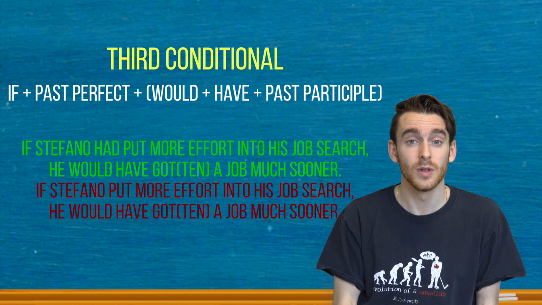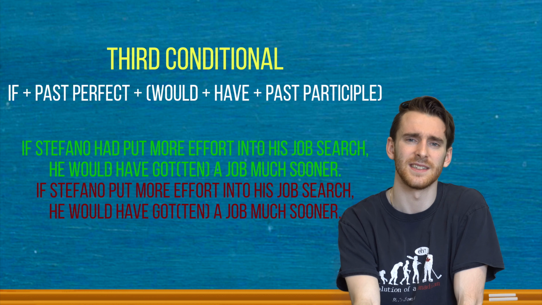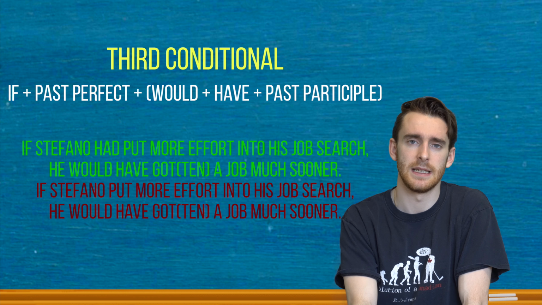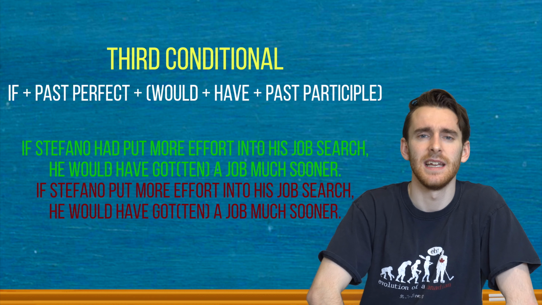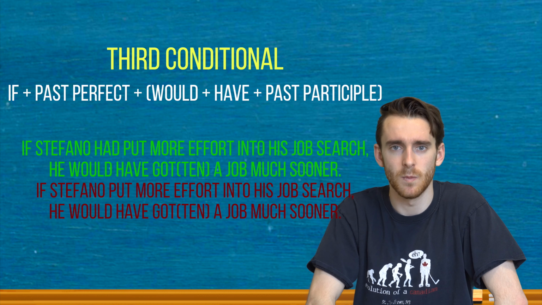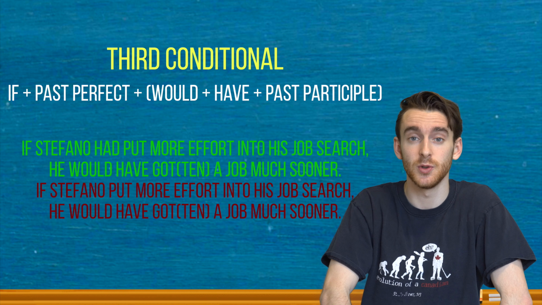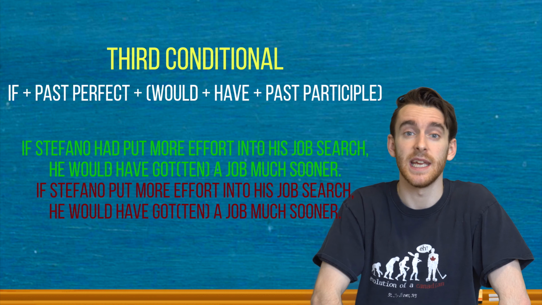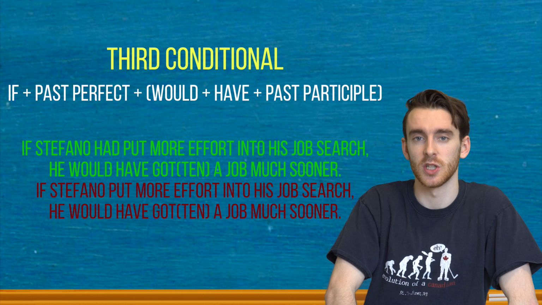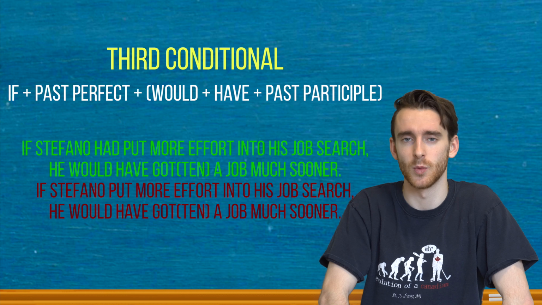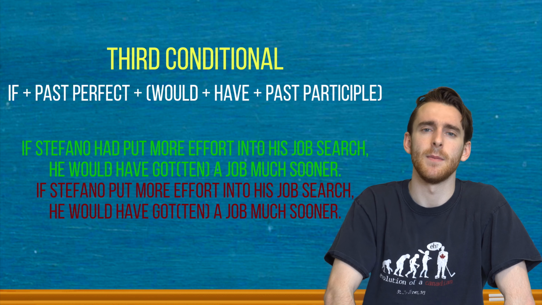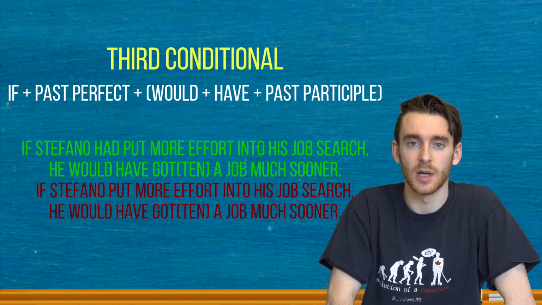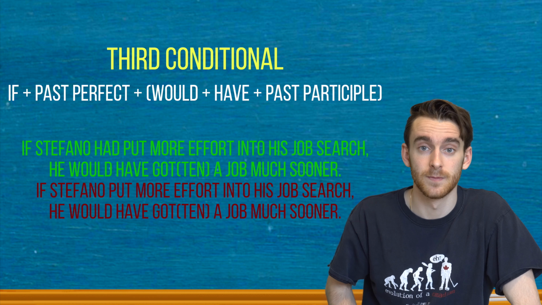Let's do another example. So we could say, I know Stefano has a job now. Okay, I know he has a job now. But if he had put more effort into his job search, he would have gotten or got. Either one, because remember the past participle of to get can be got or gotten. He would have gotten a job much sooner.